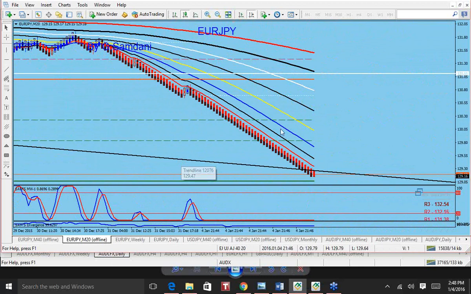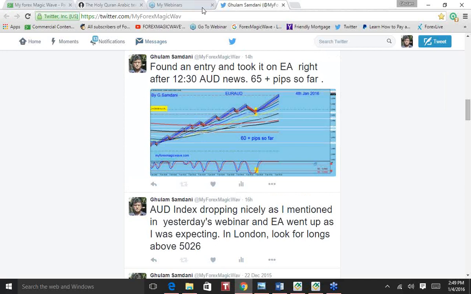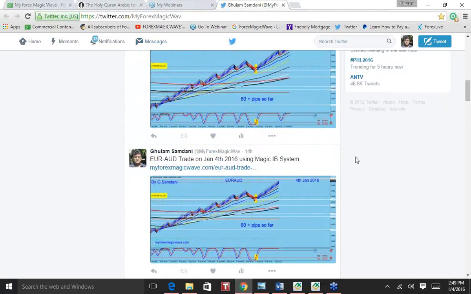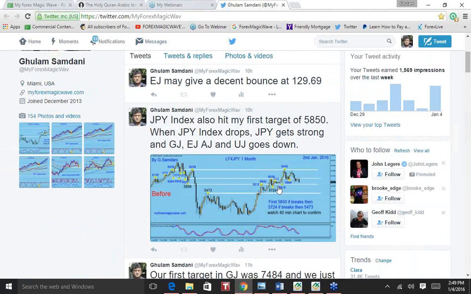This is Euro Yen. I was expecting it to go up, but see, the yen started getting strong. And my yen chart as well. Let me show you immediately here. Where's my yen chart? I want to show you the tweet here. I have it here, this yen chart, see? The yen index also hit my first target of 58.50.